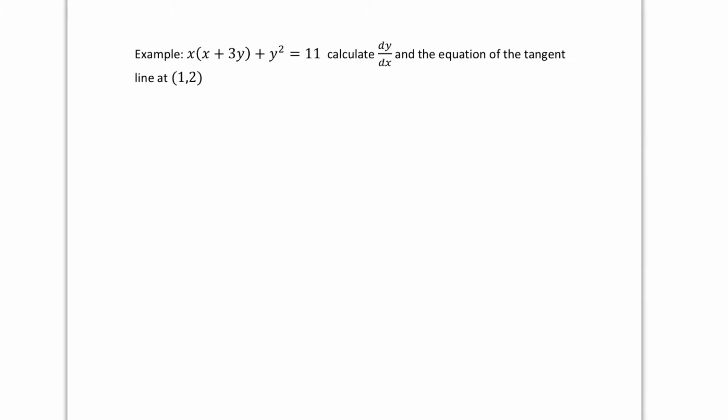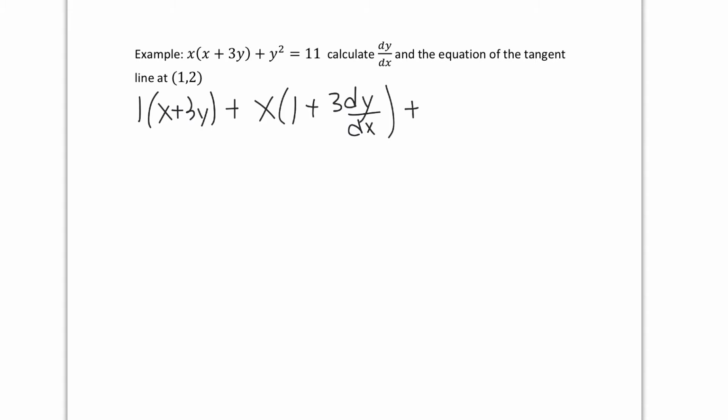So in this example here, we're going to calculate the derivative and then use it to find the equation of the tangent line. So let's just focus on the first portion there. We're going to go ahead and find the derivative, dy/dx, of this implicit function. Well, initially we have a product rule to look at. So let's do that first. Derivative of x is just 1, times x plus 3y, plus x. Derivative of x is 1. Derivative of 3y is 3. Again, the constant factors out. Derivative of y, dy/dx.